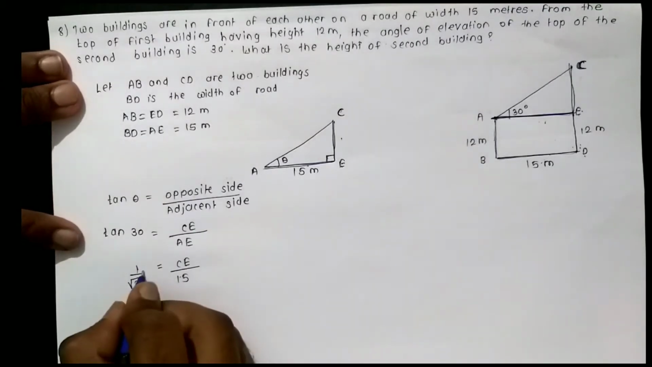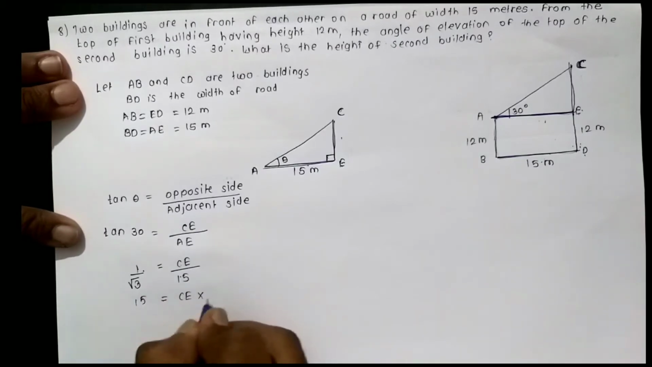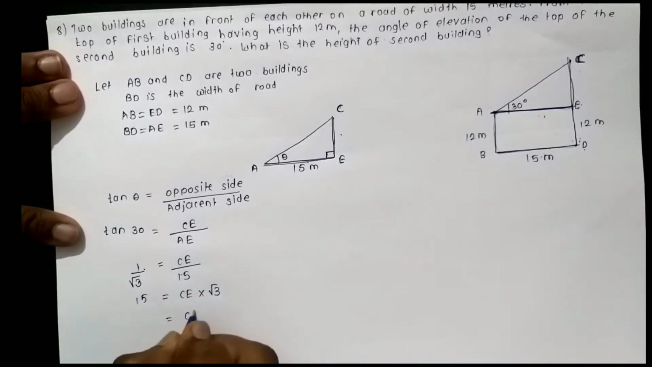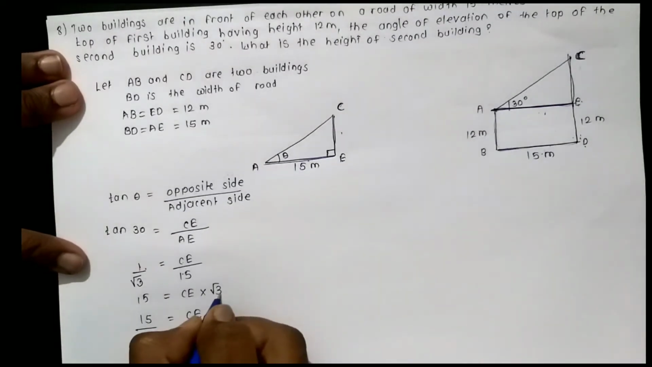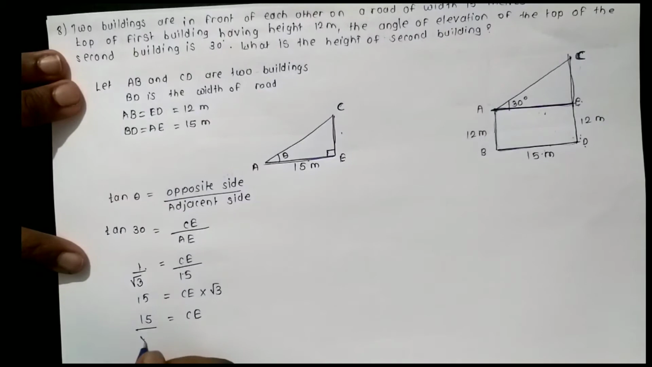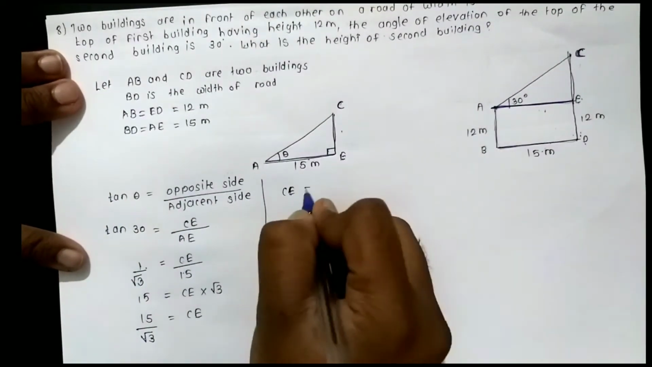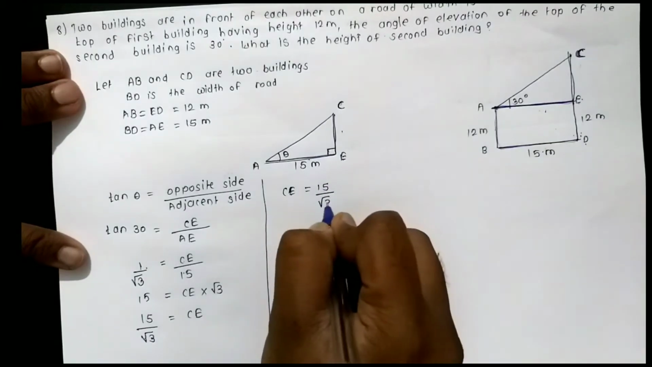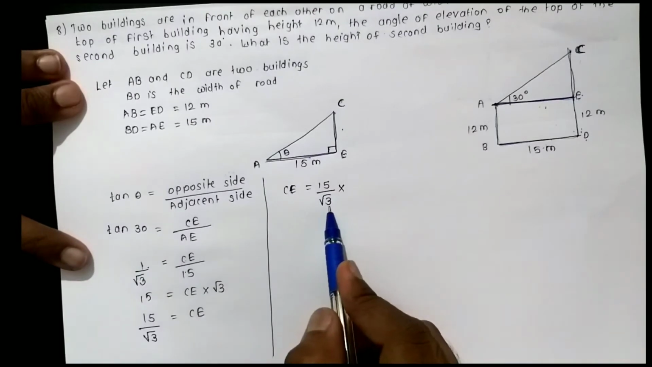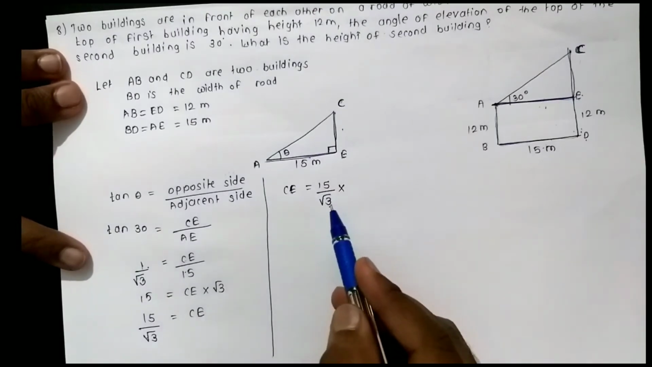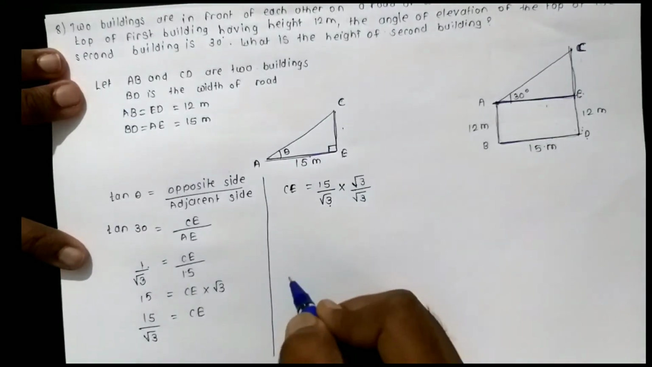Now cross multiply. 15 ones are 15. CE multiplied by root 3. CE is as it is, 15, root 3 goes to the denominator. So I here write CE is equal to 15 upon root 3. Now when there is a root in the denominator, then rationalize it. Here is root 3. So I multiply by root 3 divided by root 3.